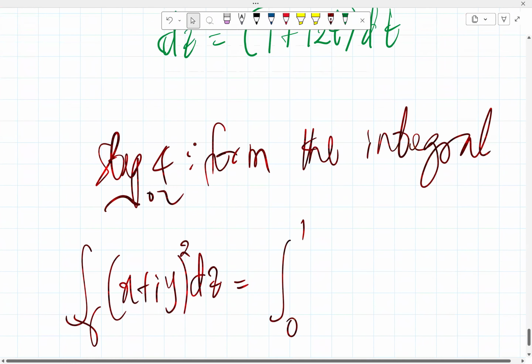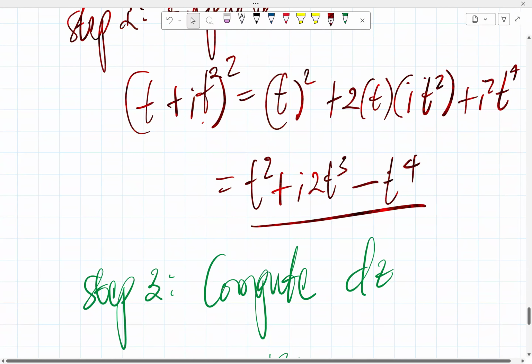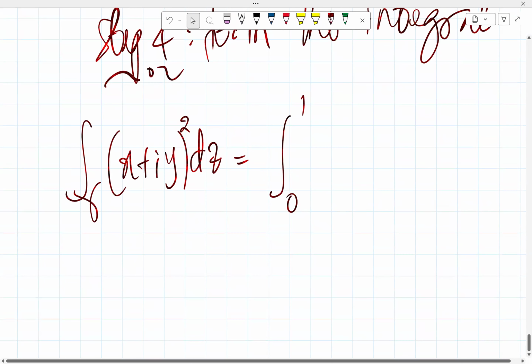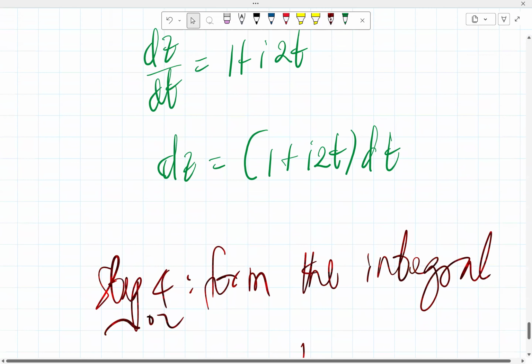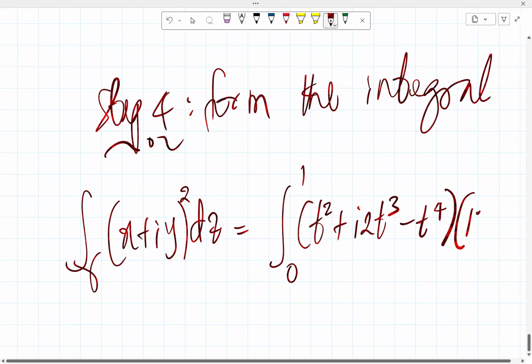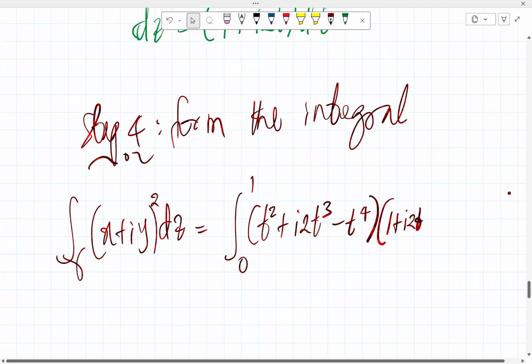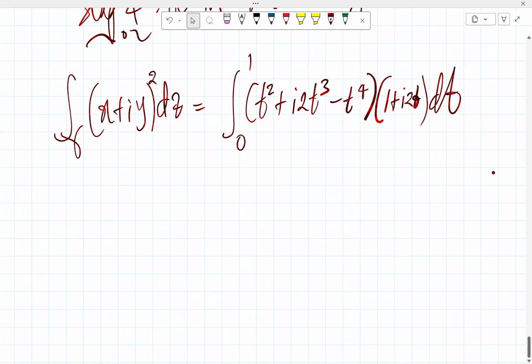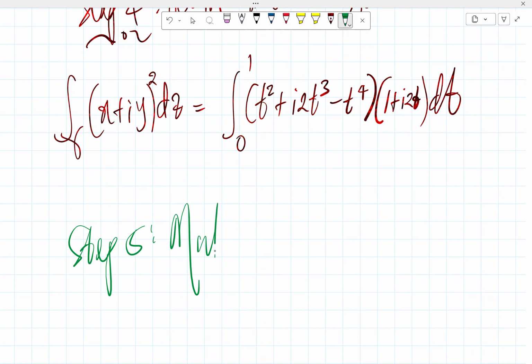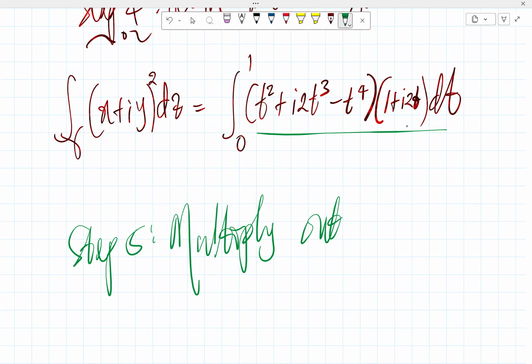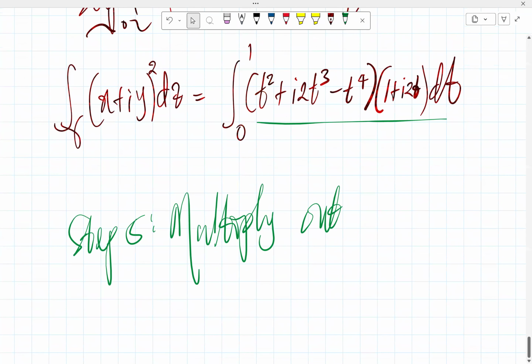Of course, (x + iy)², we already found that to be t² + i2t³ − t⁴. Now dz, we have also found to be (1 + i2t) dt. So then we can multiply out. If you can call that step 5, in step 5 now, we multiply out. So we need to do this expansion.